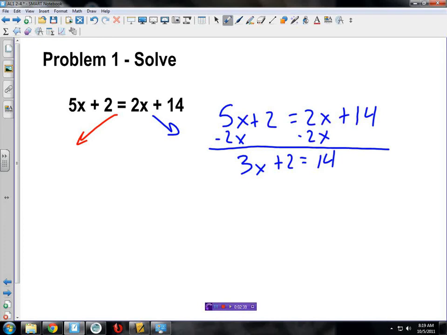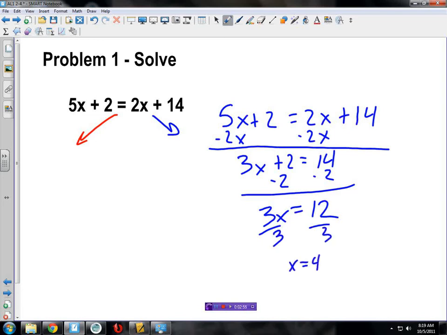Yeah. All right. So here we'll minus 2, minus 2. We get 3x is equal to 12. Now it's a one step. Divide by 3, divide by 3. We get x is 4.